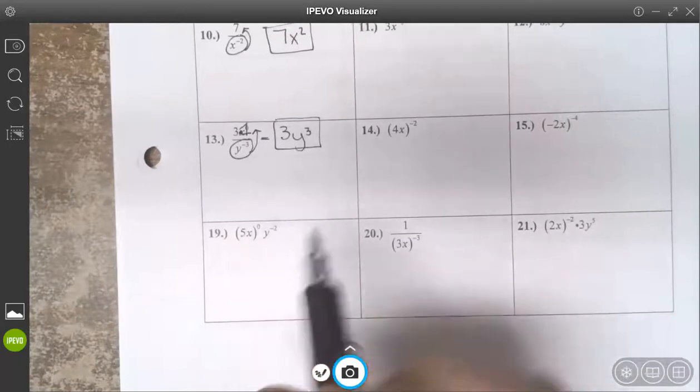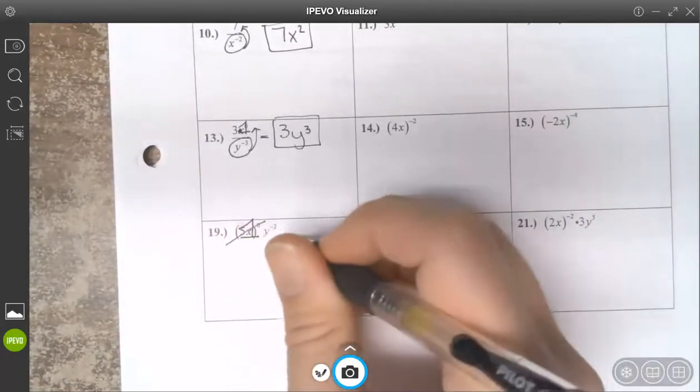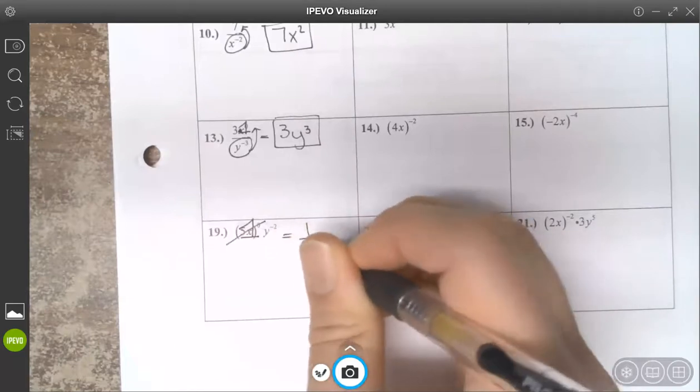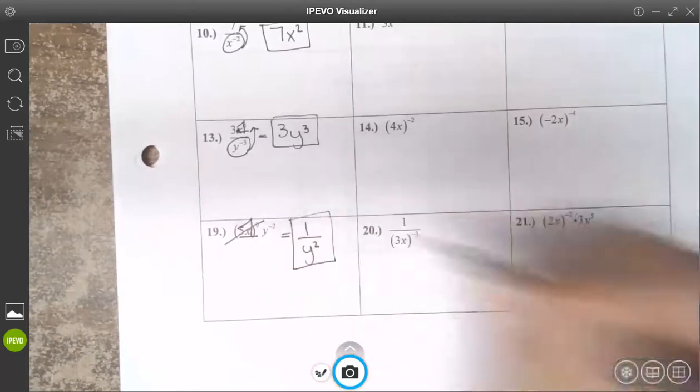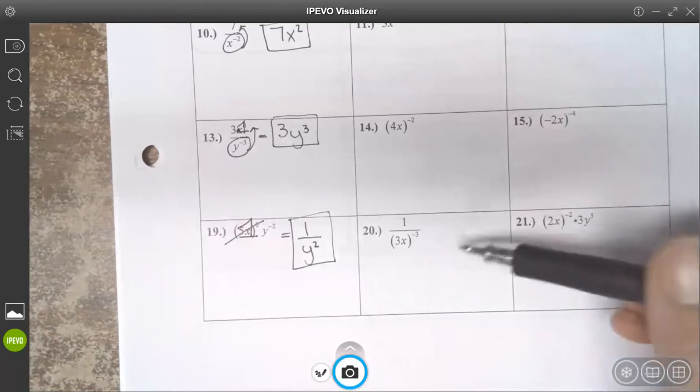All of this is being raised to the 0 power. It's all just 1. I can eliminate it. This is negative. I need to make it positive by moving its location. Let's look at 20 real quick.